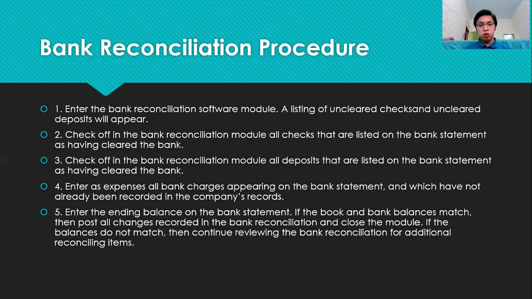Bank reconciliation procedure. The first one is to enter the bank reconciliation software module. A listing of uncleared checks and uncleared deposits will appear. Second is to check off in the bank reconciliation module all checks that are listed on the bank statement as having cleared the bank. The third one is to check off all deposits that are listed on the bank statement as having cleared the bank. The fourth is to enter as expenses all bank charges appearing on the bank statement which have not already been recorded in the company's records.